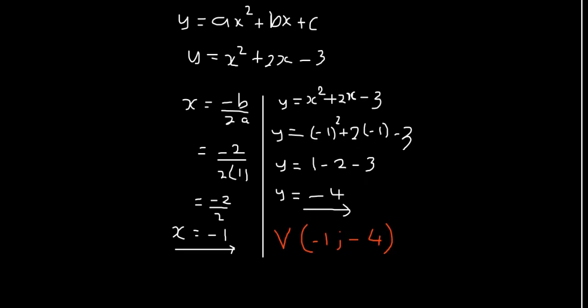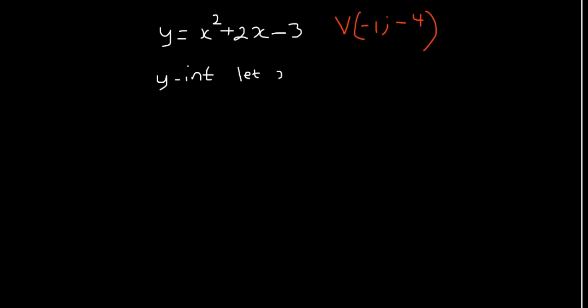Now that we have our vertex point, we can look for the x-intercept and y-intercept. You remember that our equation was y equals x squared plus 2x minus 3. Let's start with the y-intercept. For the y-intercept, let x be equal to what? You know now, x must be equal to 0.